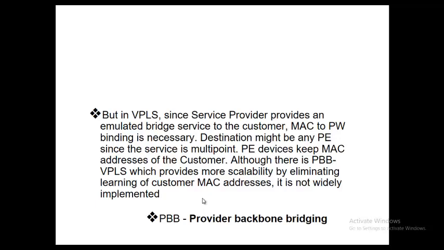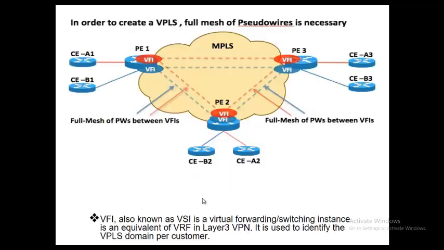In order to create VPLS, a full mesh of pseudo wires is necessary. Now, this is a layer 2 technology, so you will not have a VRF. Instead, what do you have? Virtual forwarding interface, VFI, not a routing instance. You are not going to have a routing instance. Instead, you have a forwarding instance, a virtual forwarding instance, which is nothing but a switching instance.